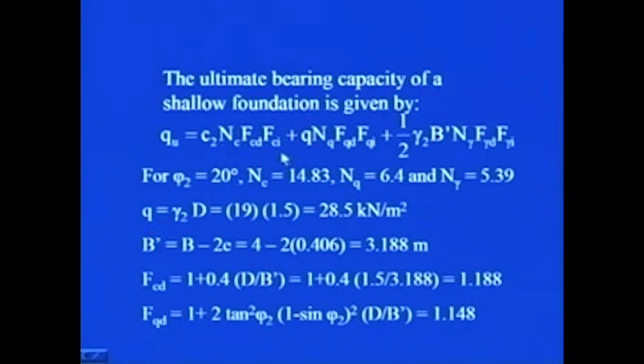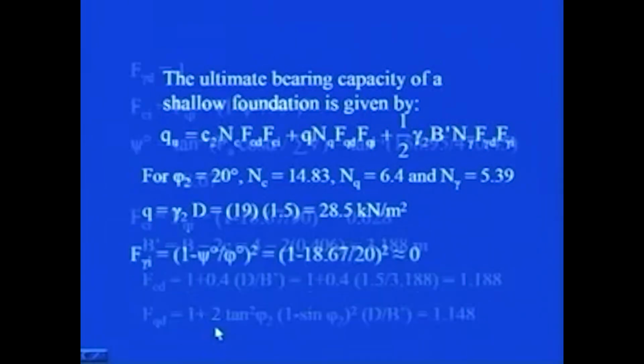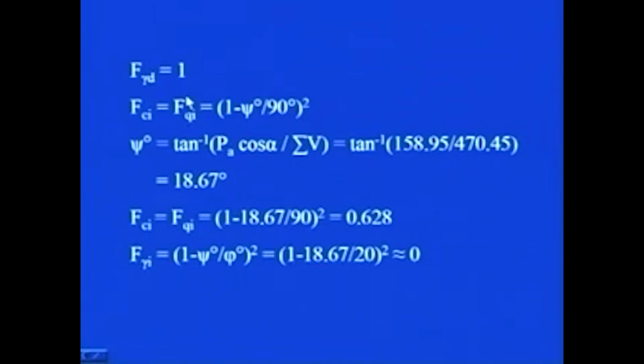Q, which is coming here, is gamma 2 into D. Gamma 2 is 19 into 1.5, which works out to be 28.5 kilonewton per meter square. B prime is equal to B minus 2e. e you have found out as 0.406 meter, and B is 4 meter, so B prime works out to be 3.188 meter. Then Fcd, Fqd and F gamma d are from standard expressions. Similarly, for Fci and Fqi you require psi degree, and that psi degree is defined as tan inverse of P_a cos alpha by summation V.